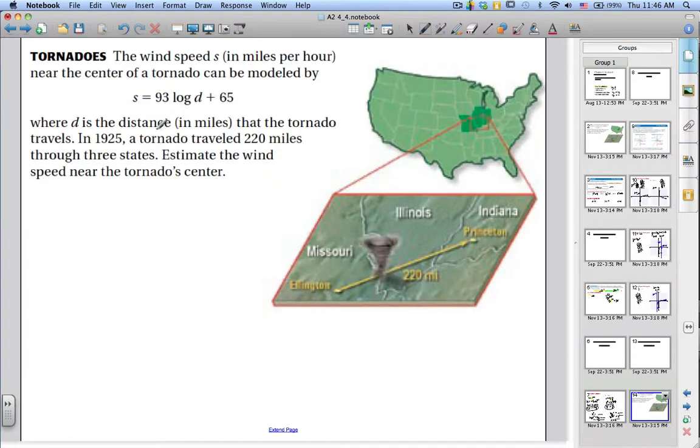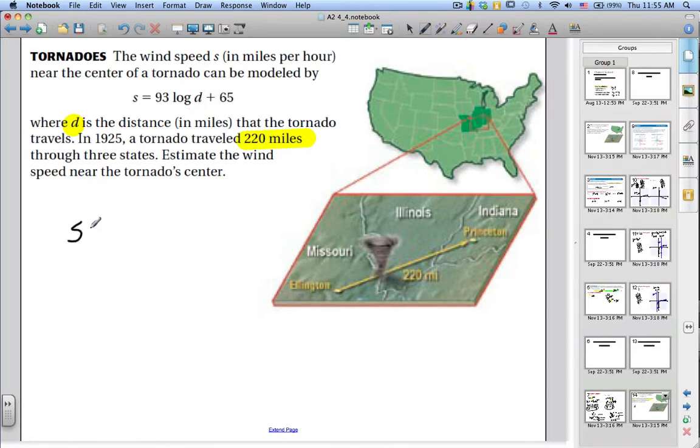So now here's my problem. I want to go ahead and use this function. Speed is equal to 93 times the log of the distance d. This is a log base 10, plus 65. So now here it says, when I'm looking at this information, what's the important information? A tornado traveled 220 miles. So that's my distance, right? D is my distance. So 220 miles will go into my equation here in place of d.